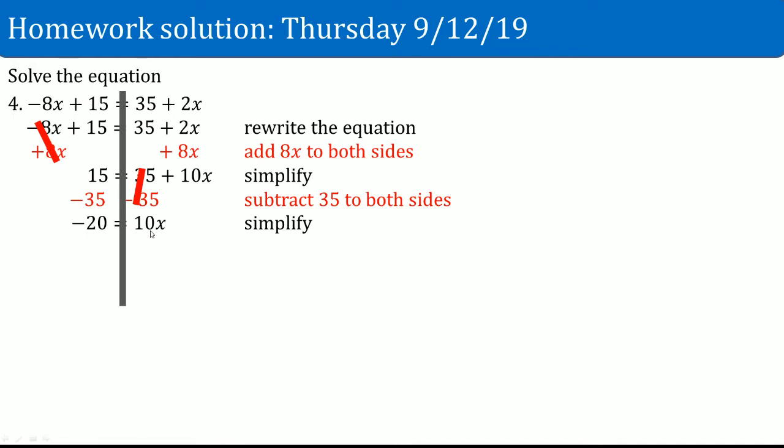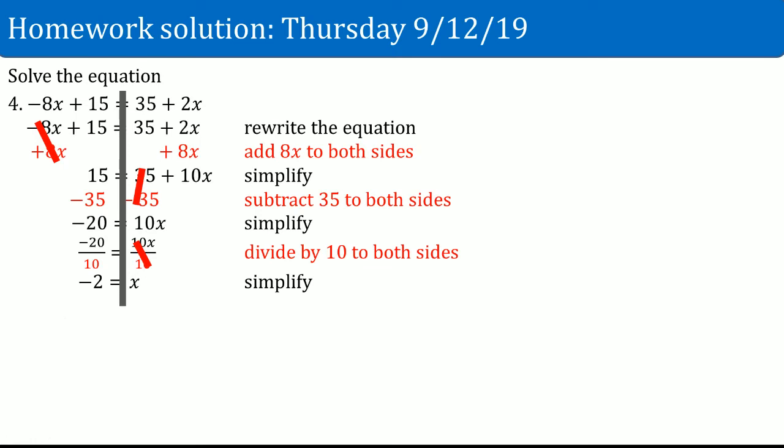So, what do you do here that you have multiplied by 10? You do the opposite or the inverse, which is divide by 10. Once you divide this by 10, this should cancel out. 10 over 10 becomes 1, cancels out. What do you have left over on the right-hand side? Just an x. On the left-hand side, negative 20 divided by 10 is negative 2.